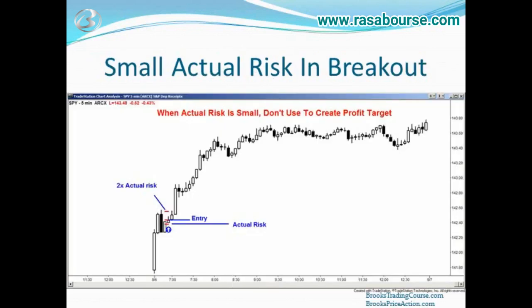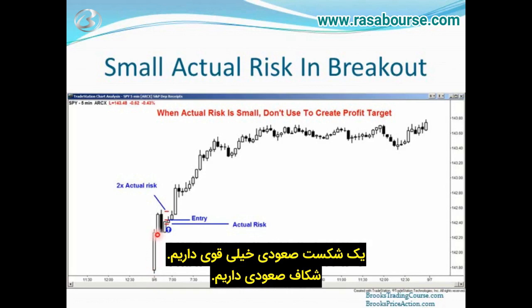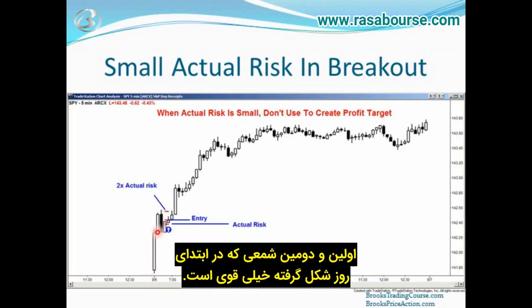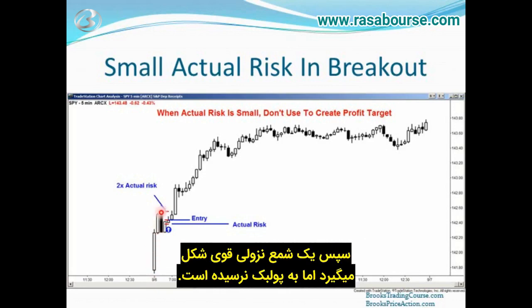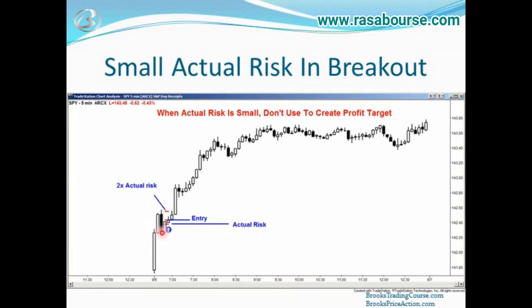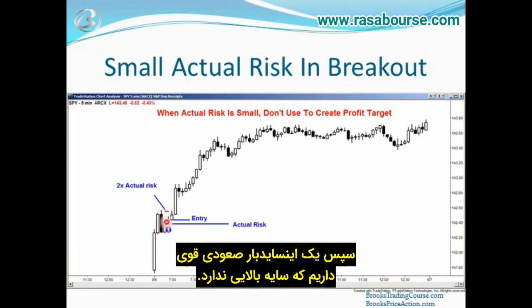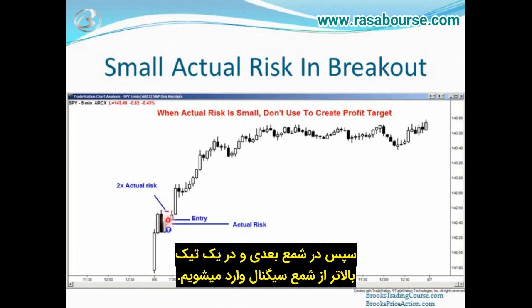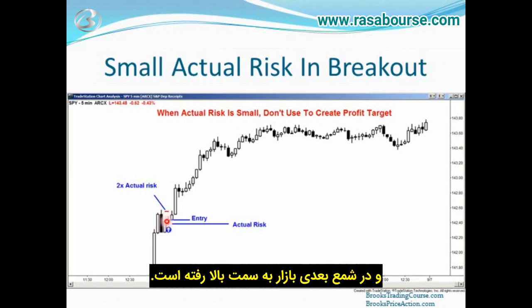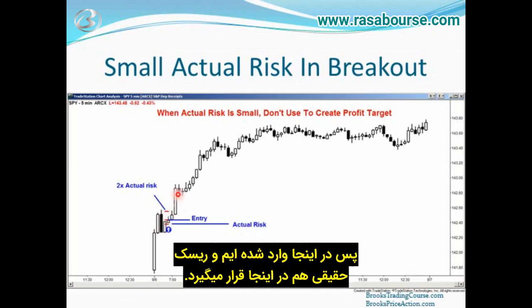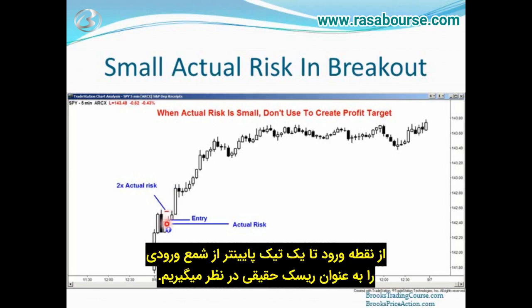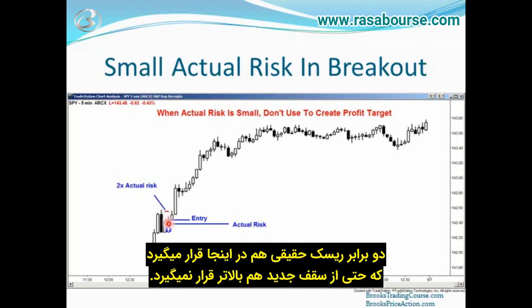Here's an example. A very strong bull breakout, a gap up, very strong first bar of the day, very strong second bar of the day, strong bear bar, but we couldn't even trigger a pullback. So we have a strong bull inside bar closing on its high tick. You get filled on this bar 1 tick above the high of the signal bar, and then the next bar of the market went up. Your actual risk, let's say we're at this point and you're looking at actual risk, it's only right here. So your actual risk is from your entry price to 1 tick below the entry bar. 2 times your actual risk is right here.